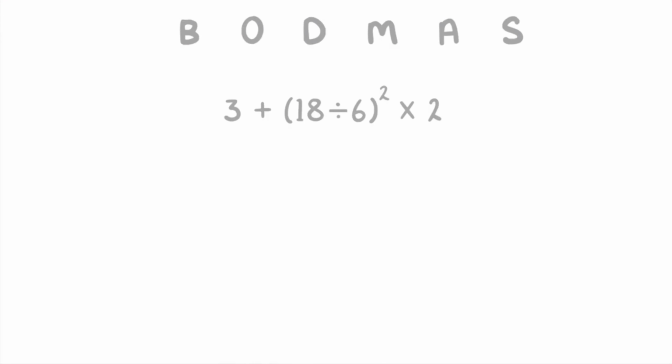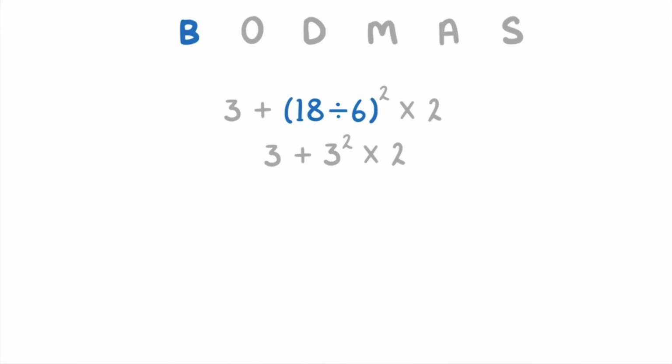Getting back to our example though, the first thing that we would do is look at the brackets. And as the only operation inside the brackets is a divide, we do that straight away. So 18 divided by 6, which equals 3. And now that the 3 is the only thing inside the brackets, we can just get rid of the brackets. And our equation is now 3 plus 3 squared times 2.